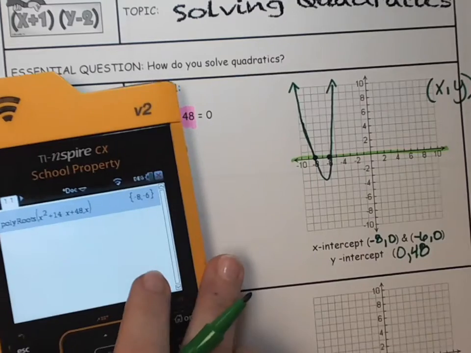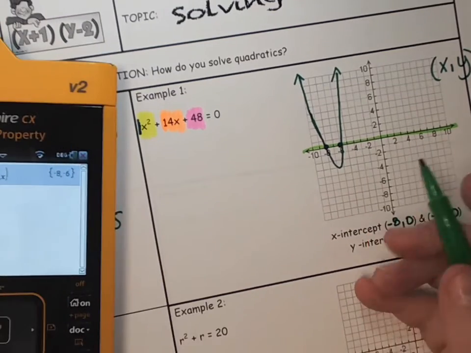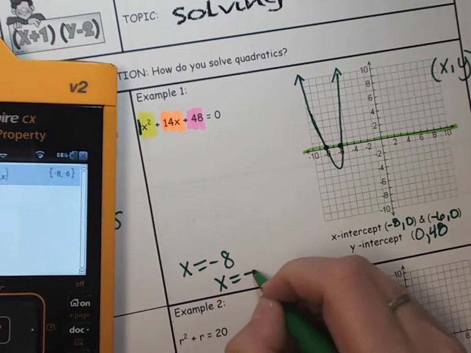-8 and -6. Notice the answers match the answers here. So these are our solutions. So our solution is x equals -8 and x equals -6.